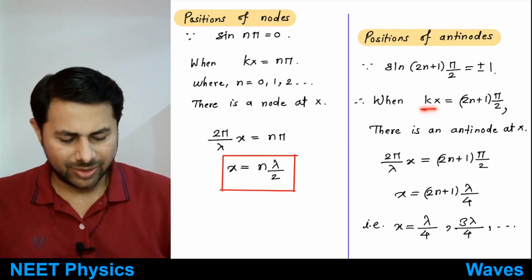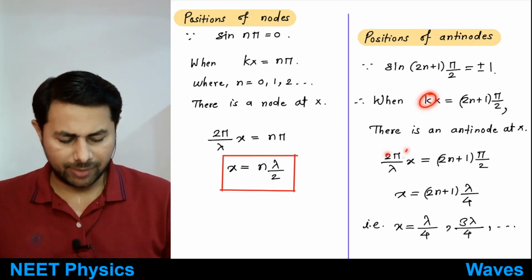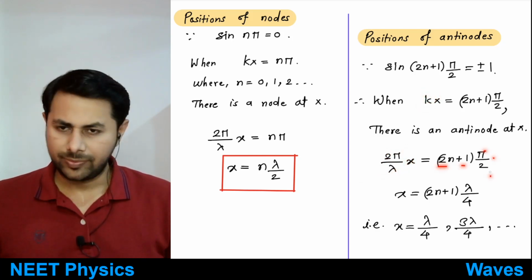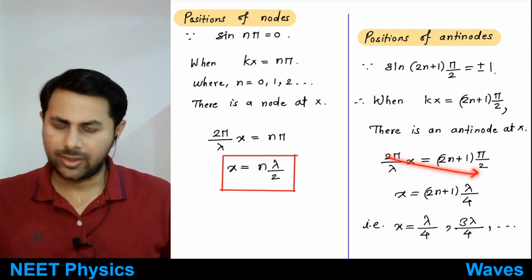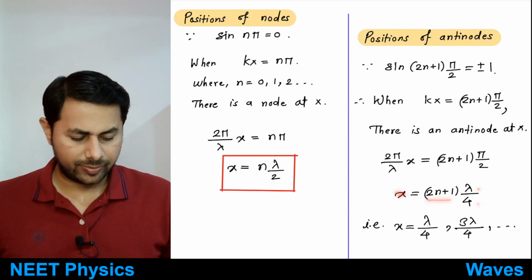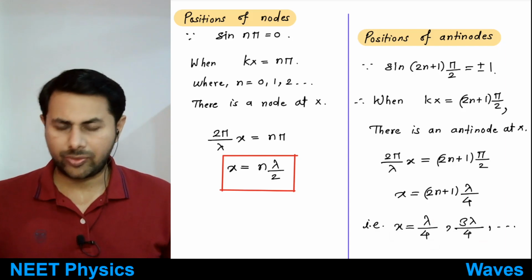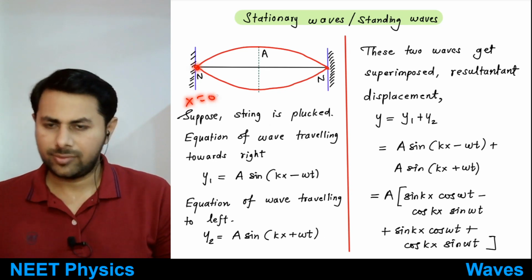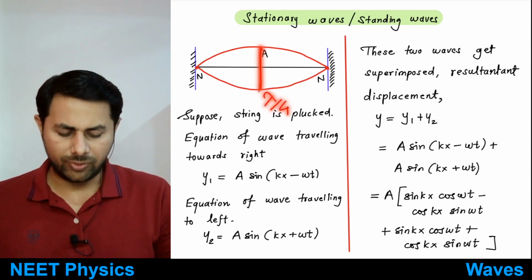Alright, so we have kx equal to (2n plus 1) pi by 2, and k equals 2 pi by lambda. So 2 pi by lambda times x is equal to (2n plus 1) pi by 2, and then pi and pi get cancelled out, and this 2 will go in the denominator. Then we have x equal to (2n plus 1) lambda by 4. So x is equal to lambda by 4 or 3 lambda by 4 or 5 lambda by 4, and so on and so forth. So if there is a node at x equal to 0, then the first antinode is formed at x equal to lambda by 4.